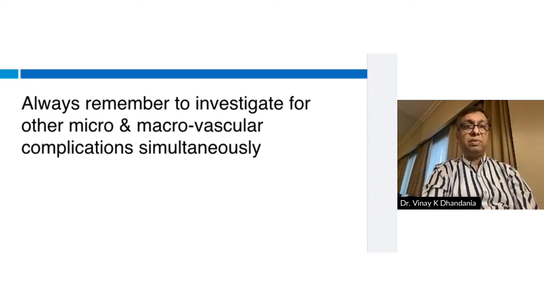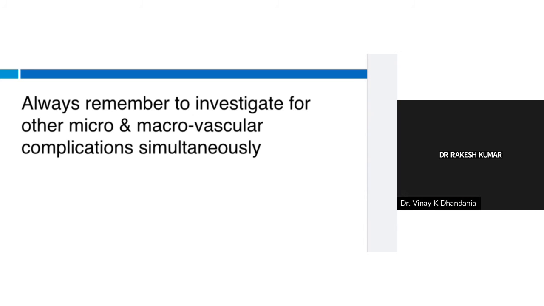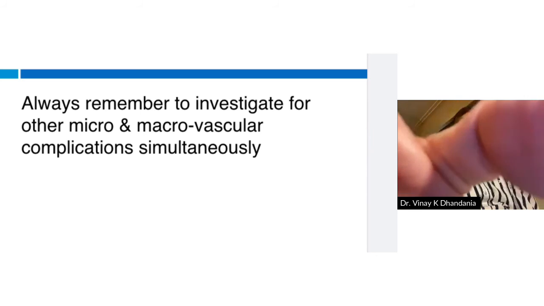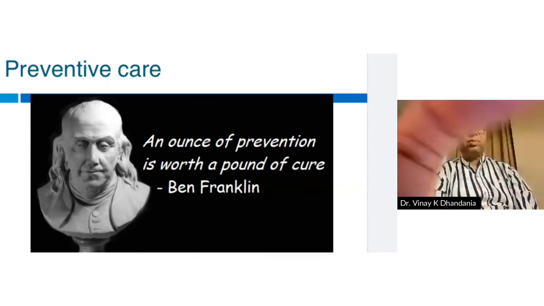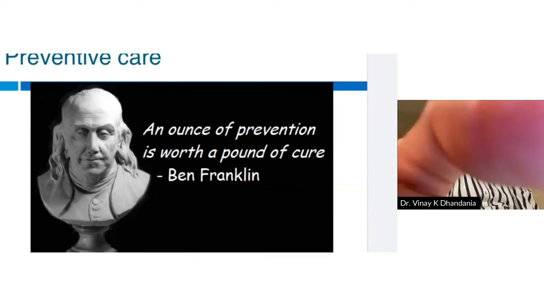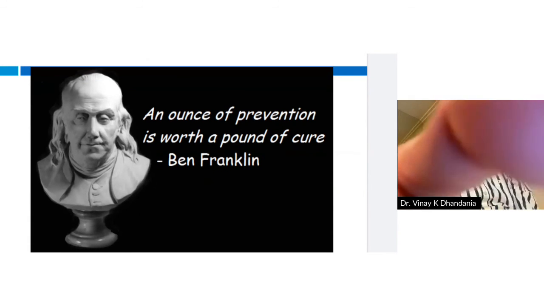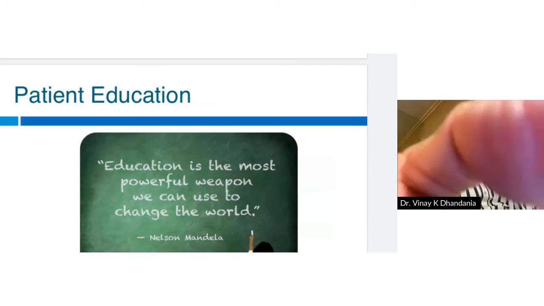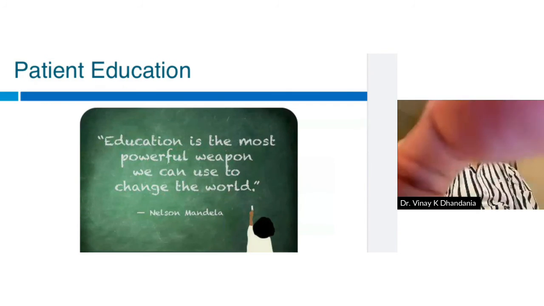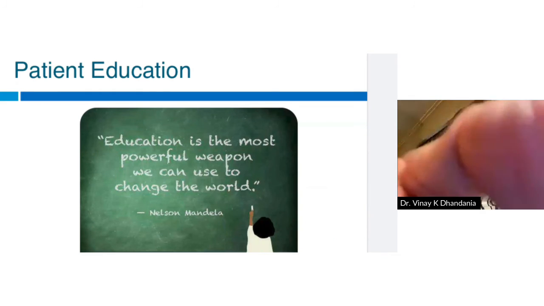So if you see someone having a severe neuropathy, you should also look for microalbuminuria or macroalbuminuria, or even a retinal examination to look for other complications. So preventive care is very, very important. An ounce of prevention is worth a pound of cure, Ben Franklin said a long time back, and this still holds good. Patient education is the most powerful weapon we can use to change the world.